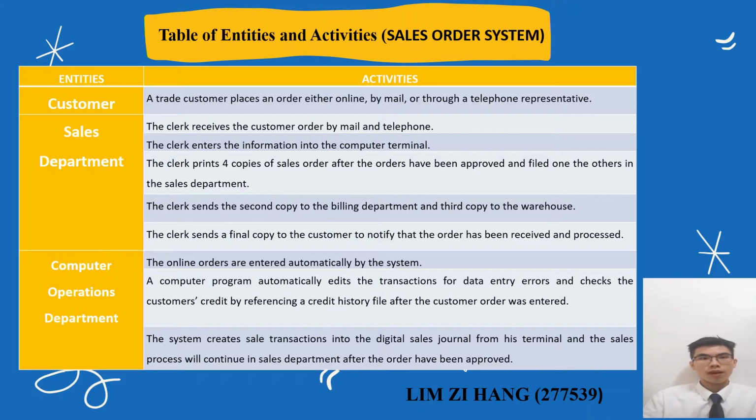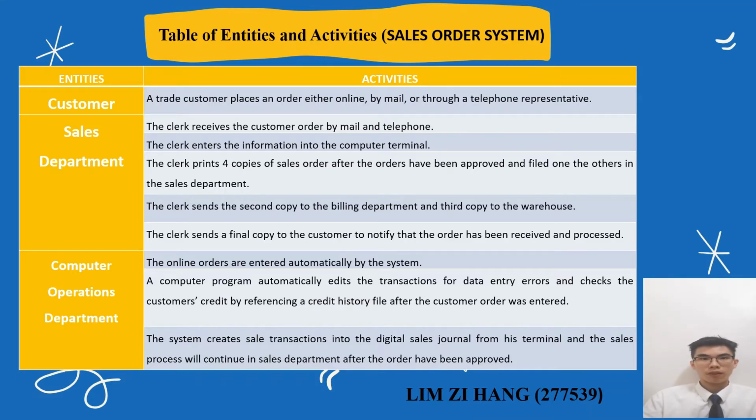The table of entities and activities for the sales order system involves 6 entities, and they are customer, sales department, computer operations department, warehouse department, billing department, and account receivable department. The customer will place an order online, by mail, or by telephone.